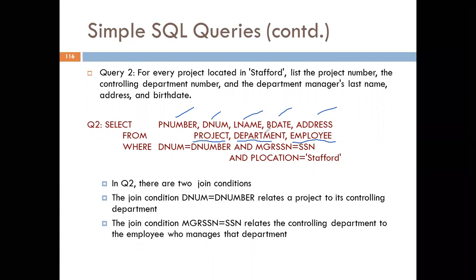So how to link project and department table? It is based on the department number. So the D number of the project table and the D number of department table should be same. Then how to link department and employee? It is based on the SSN. So it's the second condition. That is MGR SSN present in the department table should be same as the SSN in employee table. Then finally, we will apply the condition, that is the location should be Stafford. So all these 3 conditions are linked using the AND operator.